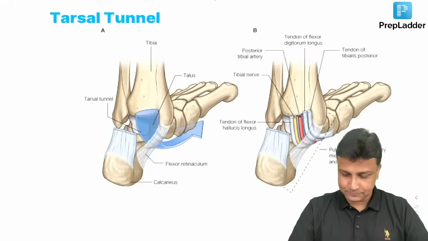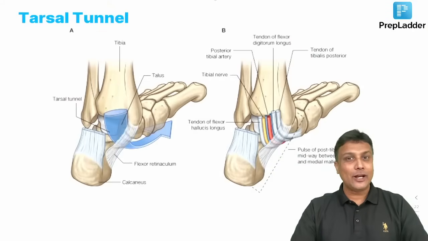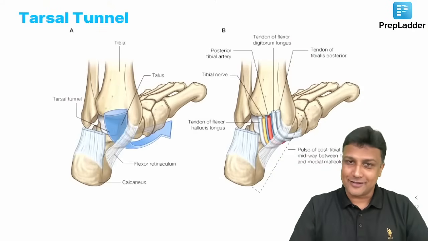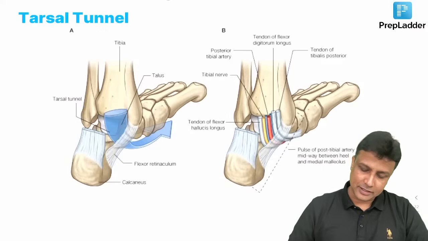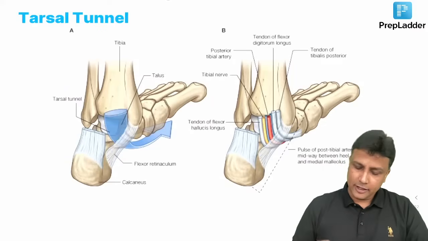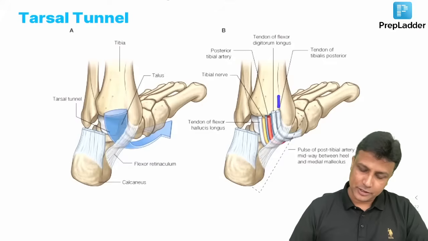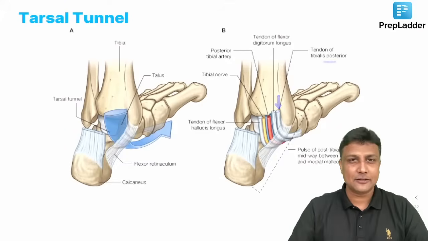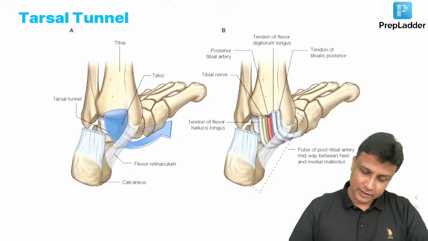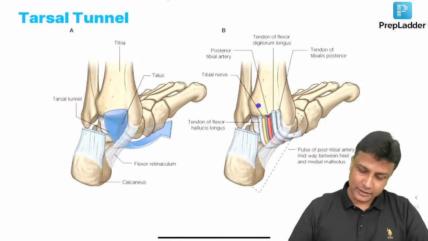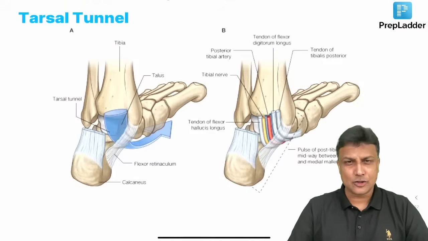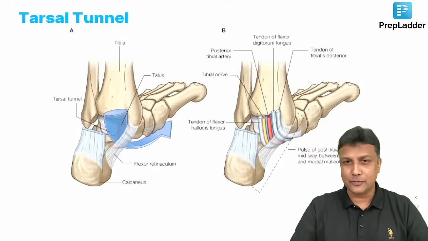Perfectly done here, sir. Now, another very important diagram here, that is about the tarsal tunnel. First of all, you got to remember all the structures which are passing through the tarsal tunnel. You're able to appreciate one tendon here, that is the tendon of tibialis posterior. There is one more tendon here, that is the tendon of flexor digitorum longus, and one more tendon here, that is the tendon of flexor hallucis longus. Fine. There will be three tendons which are going to pass from here.